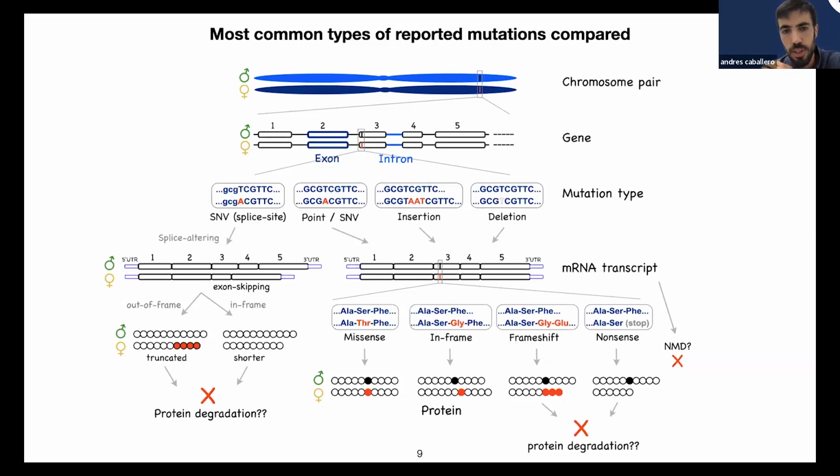If we go to the other part, a point mutation could also lead in the end to a missense mutation. As we saw in the slide before, it's a single substitution of one amino acid at the protein level. But we could also have other types of mutation. We can have insertions or deletions, which could in the end lead also to in-frame, frameshift or nonsense mutations at the protein level, all of which could also lead to protein degradation or even to nonsense-mediated decay, NMD. So the transcript would never get to be translated into protein.